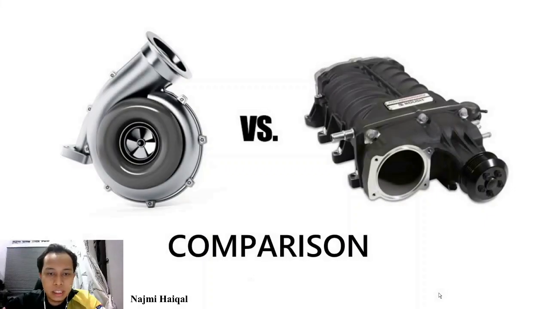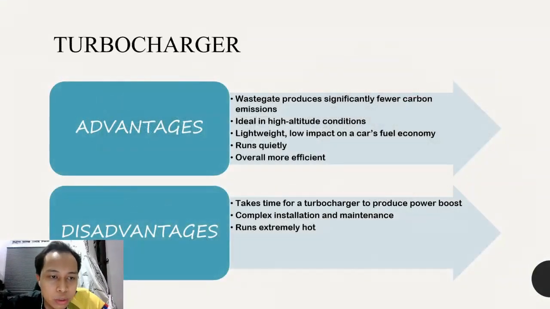I'm Muhammad Michael, and for the comparison of turbocharger and supercharger, the turbocharger advantages are: wastegate, produces significantly fewer carbon emissions, ideal in high altitude conditions, lightweight, low impact on the car's fuel economy, runs quietly, overall more efficient. The disadvantages are that it takes time for a turbocharger to produce a power boost, complex installation and maintenance, and it runs extremely hot.